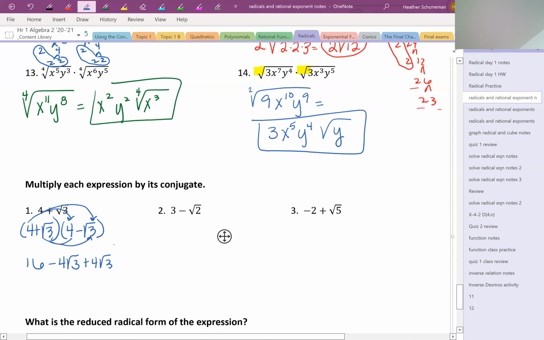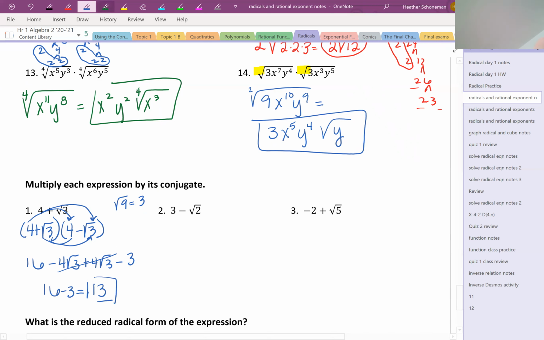And then at the end, a positive times a negative is a negative. And I have the square root of 3 times square root of 3, which is square root of 9. And the square root of 9 is 3. If you notice, the terms in the middle cancel out, so I just get 16 minus 3, which is 13. Okay, let's try this again on number 2. On number 2, the conjugate of 3 minus the square root of 2 is going to be 3 plus the square root of 2.